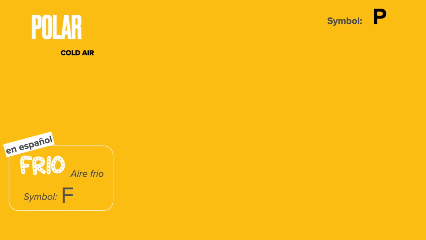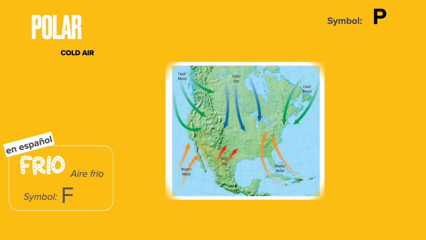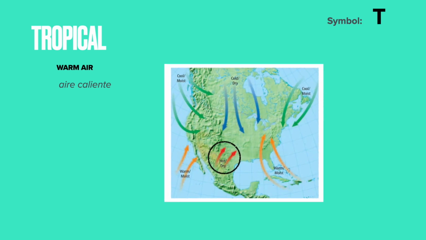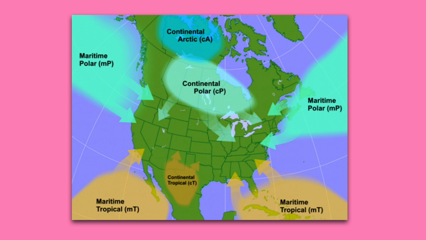Polar air masses, like polar bears, are cold. It's cold air, and they come from the northern latitudes, and they bring cold air to the United States. So we use a capital P to represent polar. Tropical is warm air, and this comes from closer to the equator. These are warmer air masses, and we use a capital T to represent them.